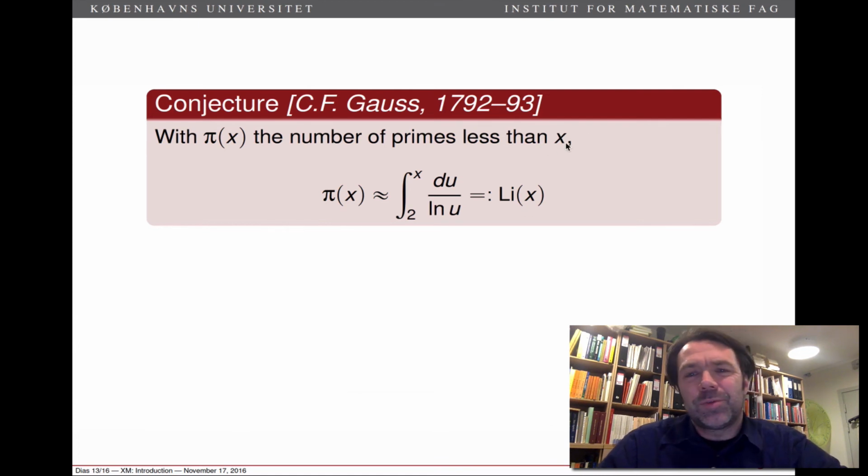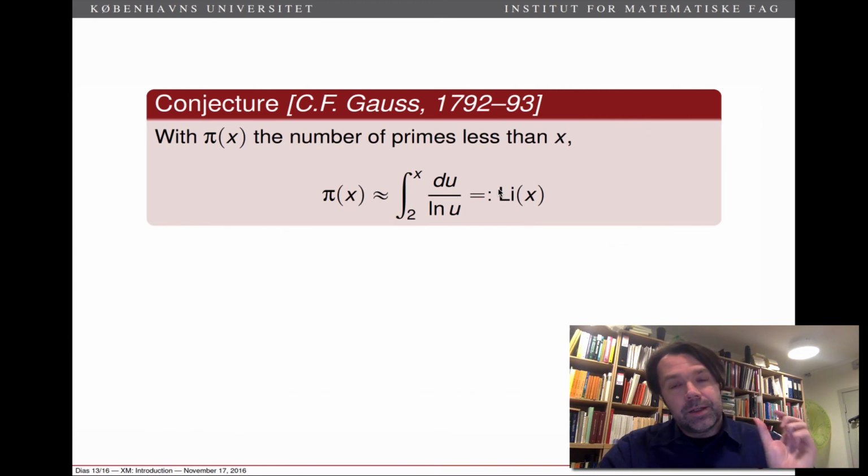x will most likely be an integer, but it also makes sense if it's not. Then Gauss had the idea or the conjecture that that would roughly be the integral from 2 to x of 1 over log u. And this is called the logarithmic integral of x. So this was a conjecture. I should point out, by the way, that Gauss was a teenager when he made this conjecture, but it was simply based on looking at the distribution of primes.